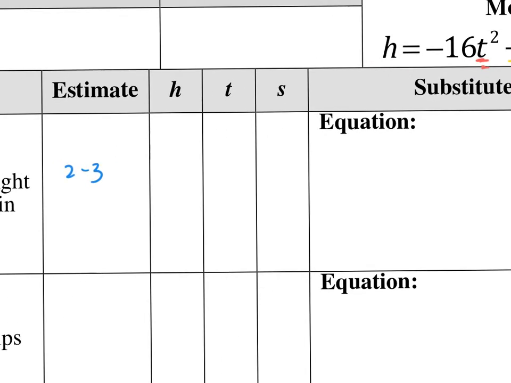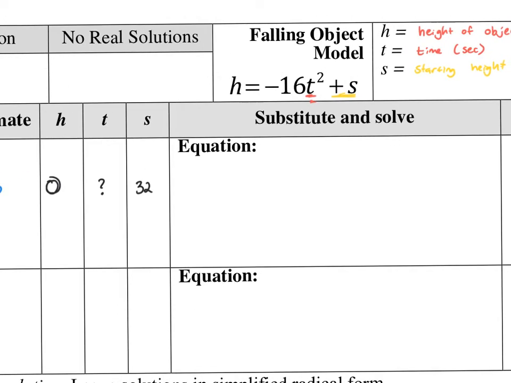So the height is, we actually know the height because he hits the water. The height is going to be 0. And the time is unknown, but the starting height is 32 feet. So let's have our equation. Negative 16 t squared plus s, and we're going to substitute things in. 0 represents the ground. Negative 16 represents how fast gravity pulls things down. And we don't know what t is yet. And we add that to 32 being the starting height.